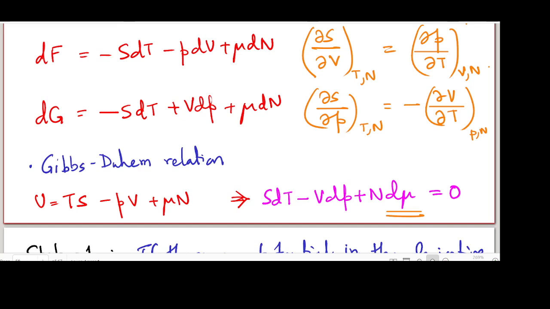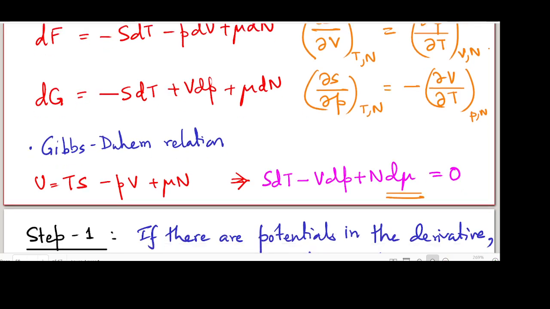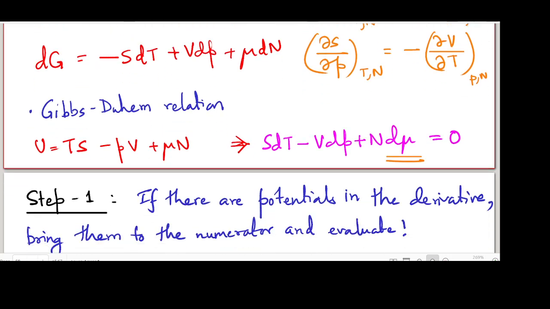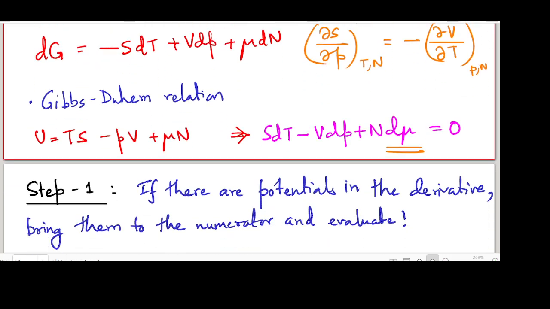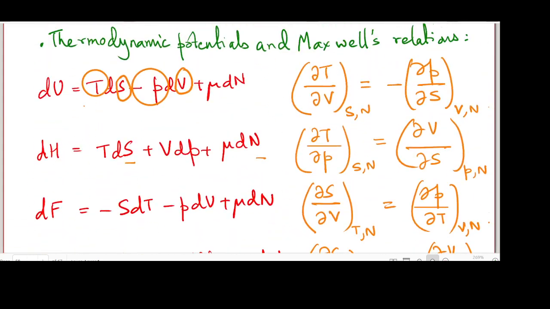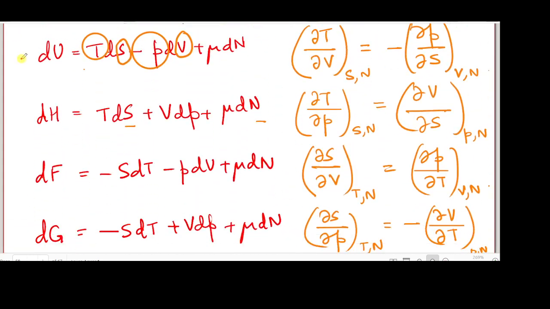So let me now outline Callen's procedure step by step. The first step, according to Callen, would be, if there are potentials, that is thermodynamic potentials, in the derivative you want to calculate, then bring them to the numerator and evaluate the derivatives basically using the expressions for dU, dH, dF, dG, whichever may be relevant.